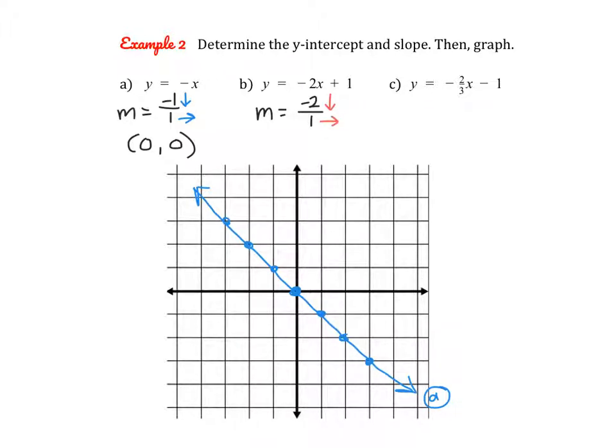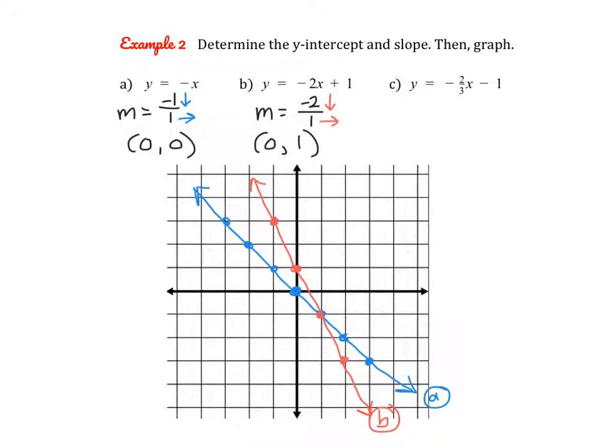Since my b value is 1, that means that my y-intercept is at (0, 1). So I'm going to start with my y-intercept and then follow my slope. Down 2, right 1. Or up 2, left 1. And then connect your dots. It should make a straight line, and we will label it line B.